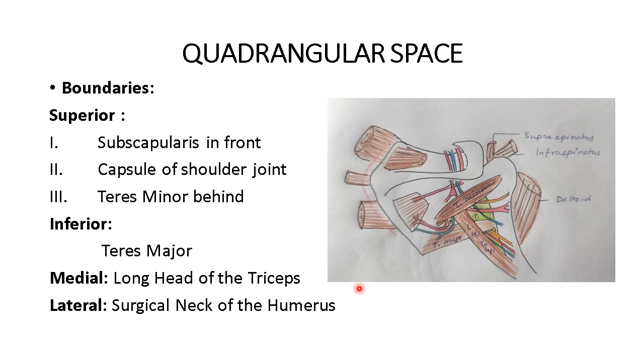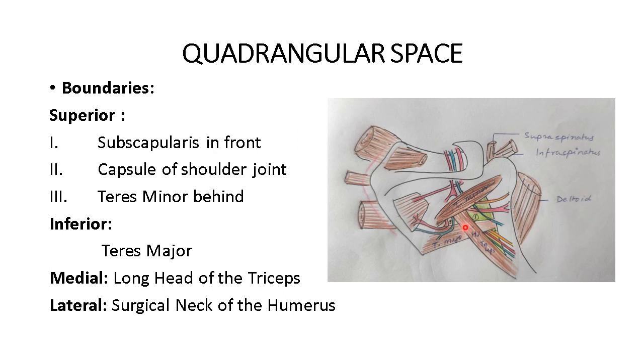Coming on to the quadrangular space, you can see here this yellow colored area. The boundaries of this quadrangular space: superiorly, from the anterior side there will be the subscapularis muscle, then all around the capsule of the shoulder joint, and from behind the superior boundary of this quadrangular space is formed by the teres minor muscle. Then the inferior boundary is formed by the teres major muscle. This whole muscle is your teres major muscle. The part of the teres major muscle here is forming the inferior boundary of the quadrangular space.